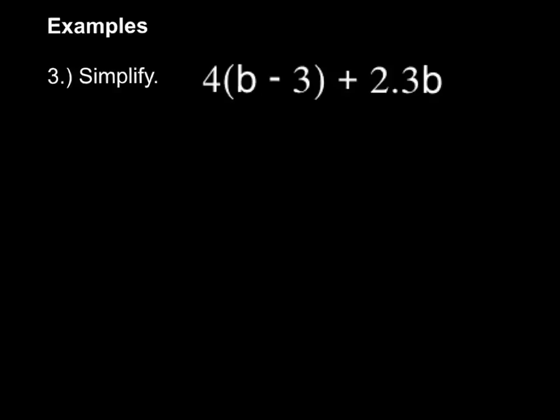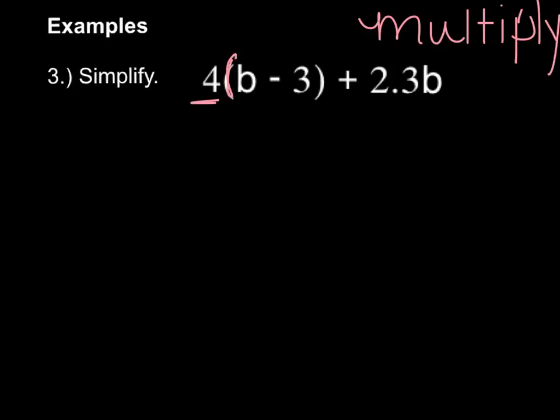Here is our first example. Remember, we're starting at example 3 because this is part 2. I know that this is the distributed property because of the parentheses. And distribute actually means, if you remember from last year, to multiply. We are multiplying the number on the outside times everything inside the parentheses. So we are multiplying the 4 to the b and to the -3.